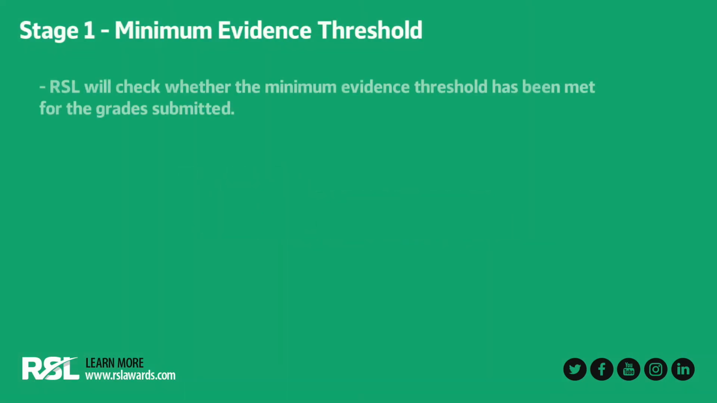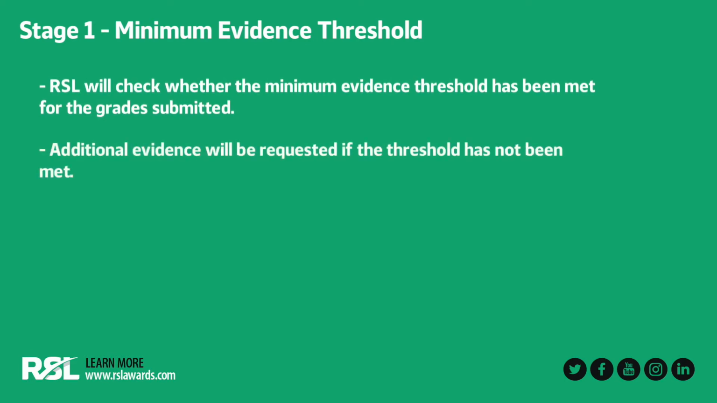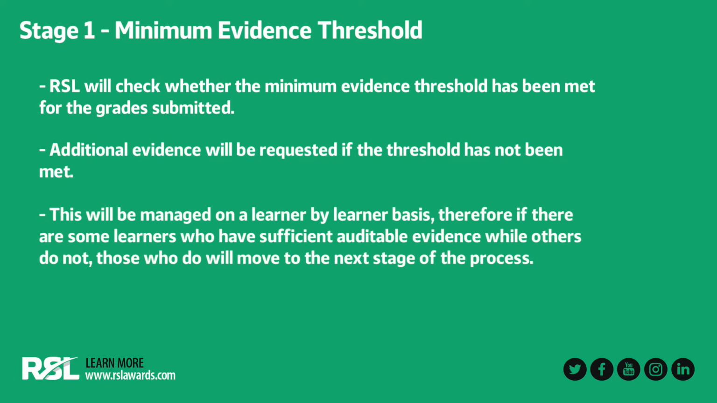In Stage 1, RSL will check whether the minimum evidence threshold has been met for the grades submitted. If this threshold hasn't been met, additional evidence will be requested from your centre. This will be managed on a learner-by-learner basis. Therefore, if there are some learners who have sufficient auditable evidence while others do not, those who do will move to the next stage of the process.